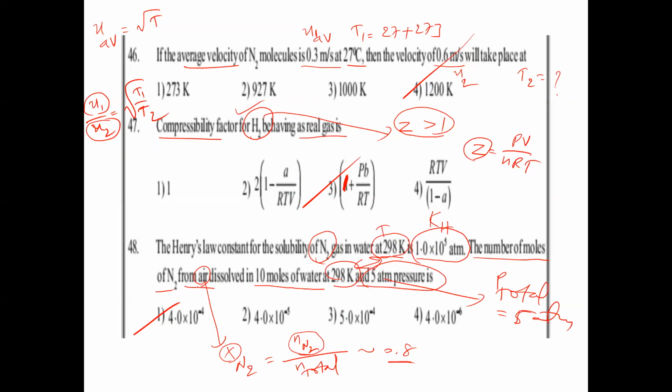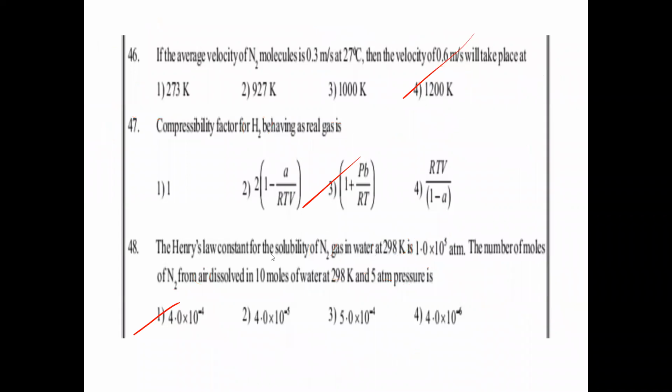And whenever they mention nitrogen in the air, we have to take mole fraction of nitrogen in the air. 80%, 80% means 80 by 100, that is equal to approximately 0.8. Okay. Volume fraction is nothing but mole fraction in the air for nitrogen. So 80% means 80 by 100, 0.8 we take here.